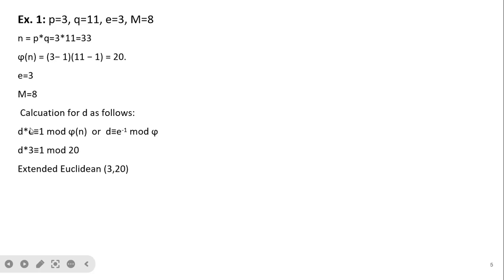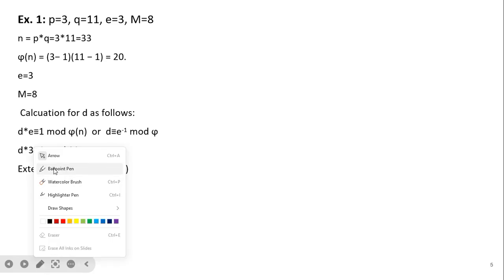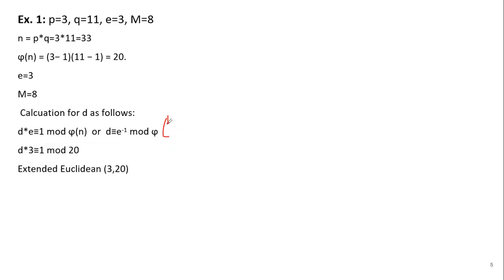Now we calculate the D. So we can do the encryption, but before encryption and decryption, we calculate the D. D is nothing but the private key of that receiver. Now D into E is congruent to 1 mod phi of n, or if we take this E to this side, it becomes E inverse. So that is nothing but D congruent to E inverse mod phi of n.